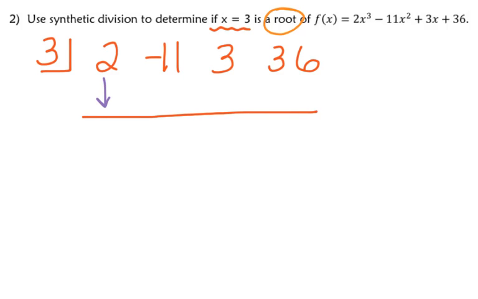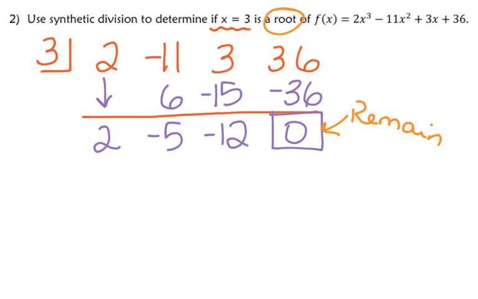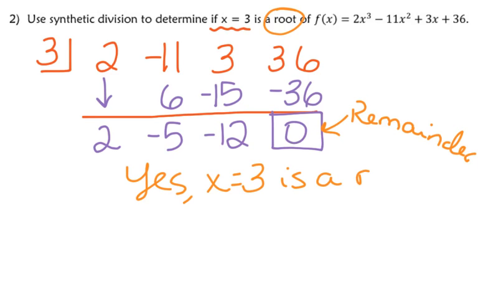Okay, so the 2 comes down. 2 times 3 is 6. Negative 11 plus 6 is negative 5. Negative 5 times 3 is negative 15. 3 minus 15 is negative 12. Negative 12 times 3 is negative 36. And we get 0. And remember that that last number there is now our remainder, which means that, yes, x equals 3 is a root.